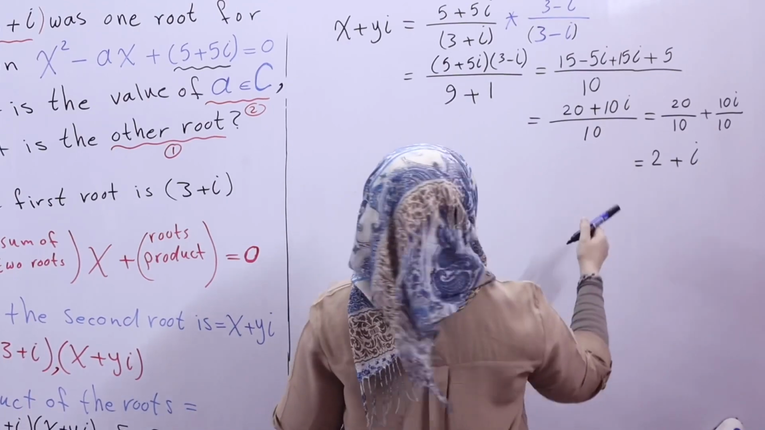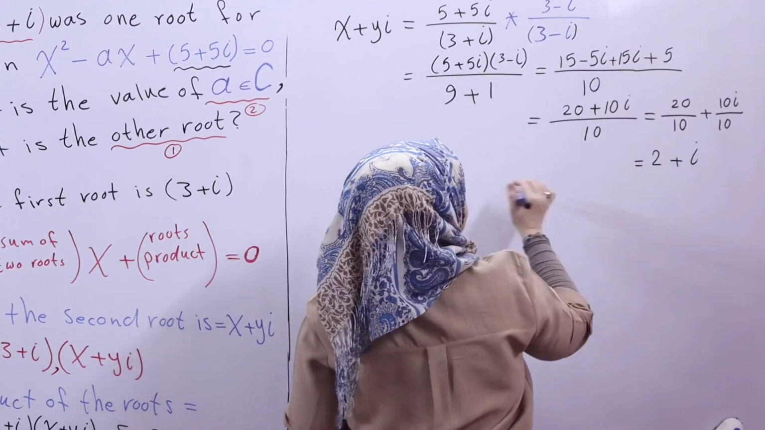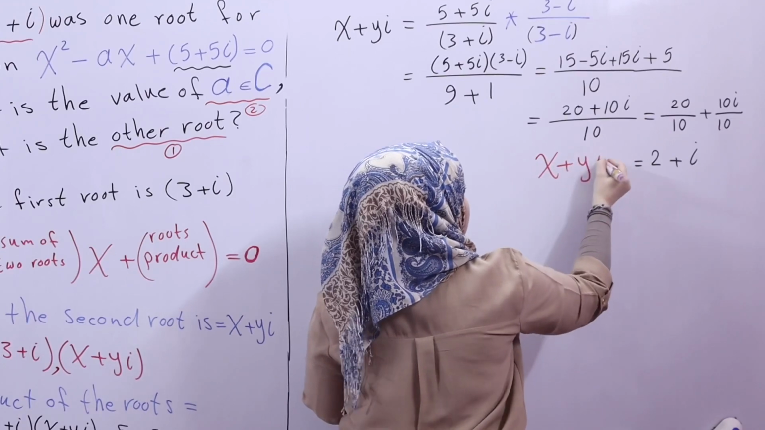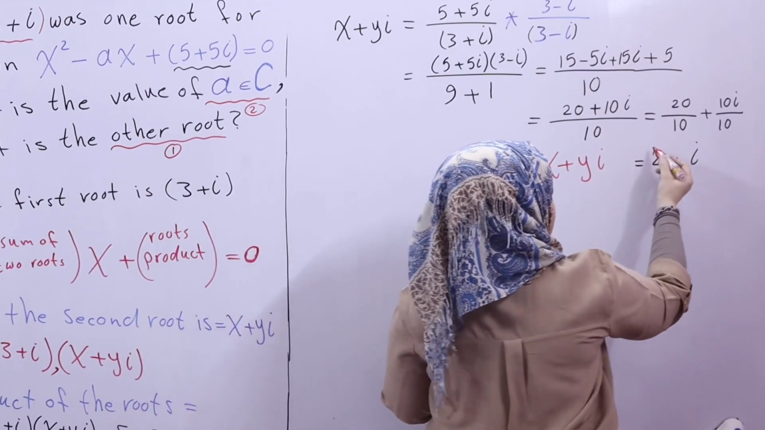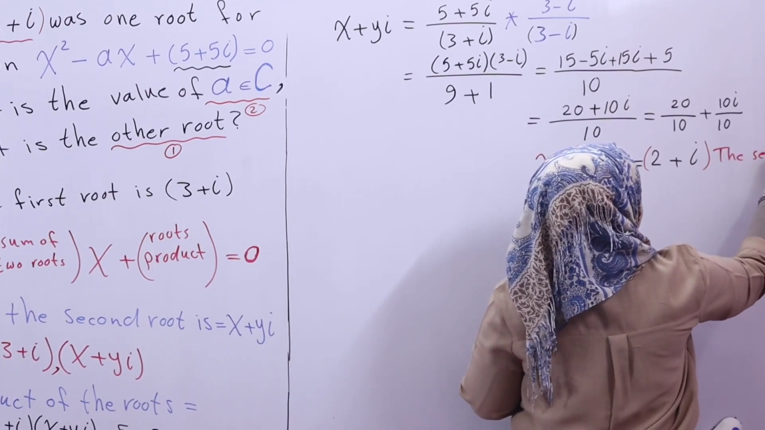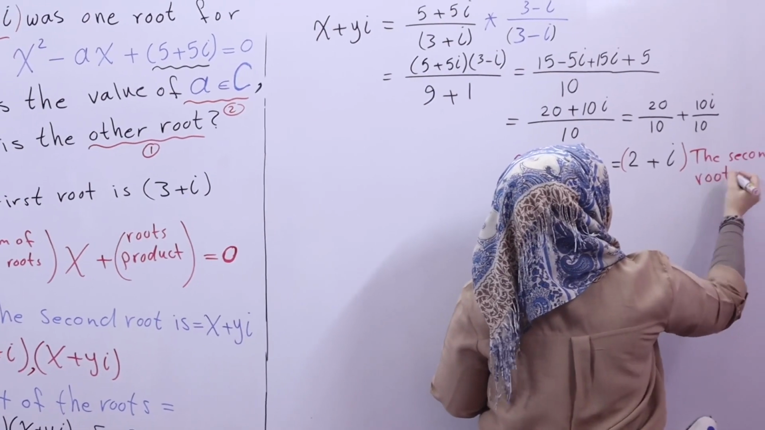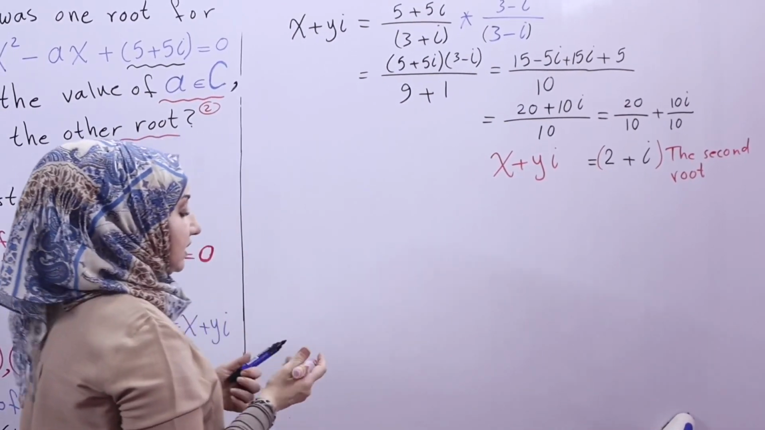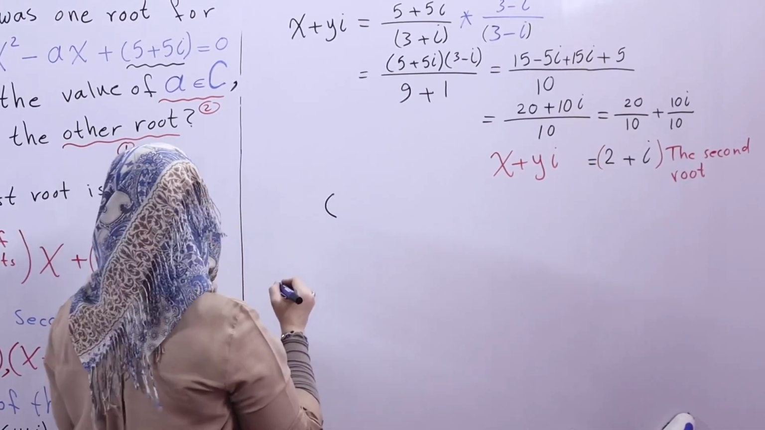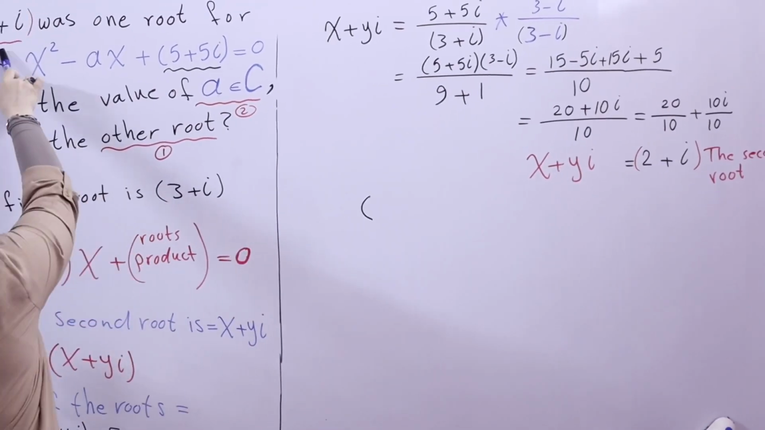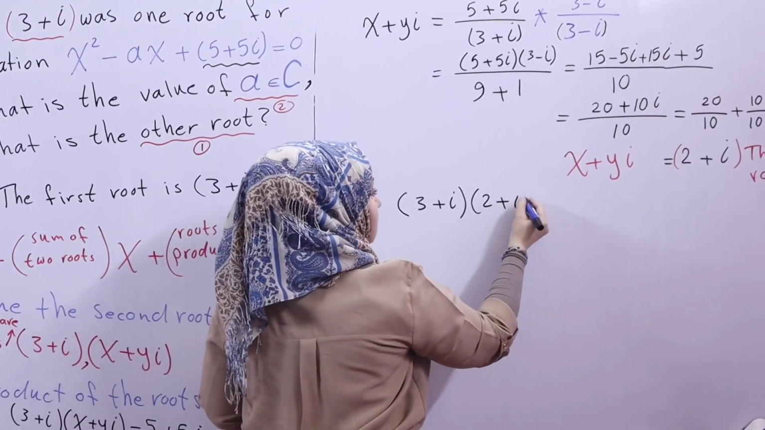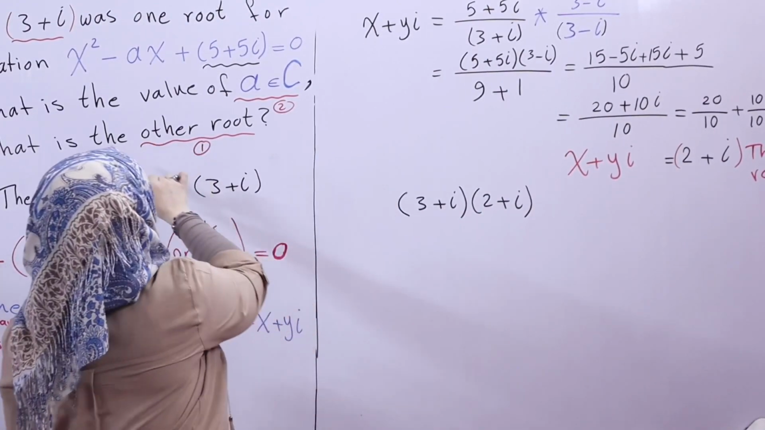So this represents the second root, which is x plus yi. This complex number represents the second root. This is the second root, so now I have the two roots. The two roots are the first root, which is given in the question, 3 plus i, and the second root is 2 plus i, because the question requires the other root.